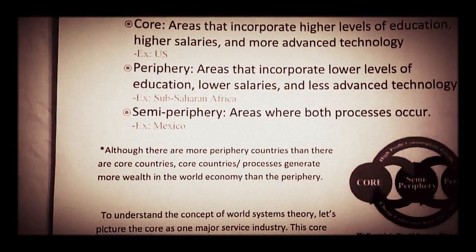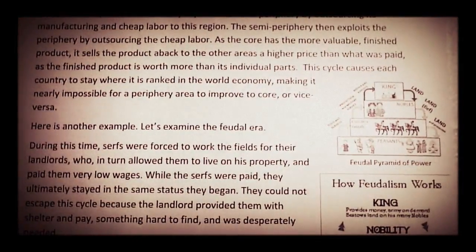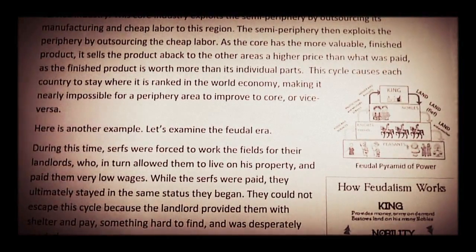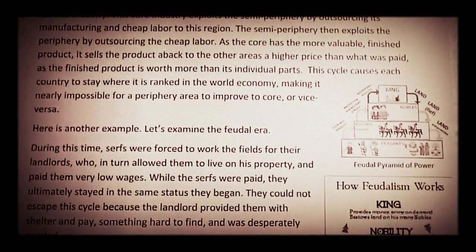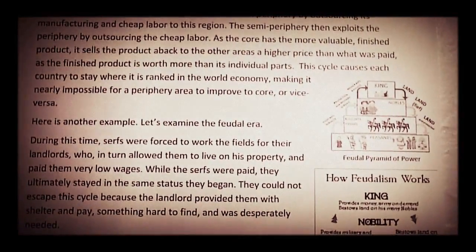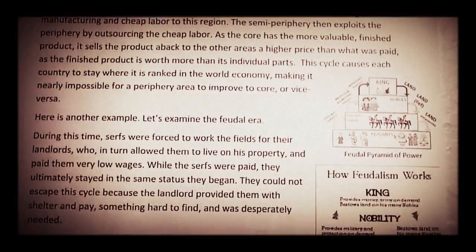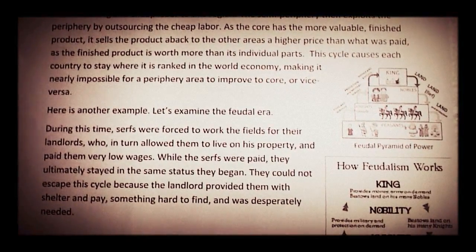To understand the concept of the world systems theory, let's picture the core as one major service industry. This core industry exploits the semi-periphery by outsourcing its manufacturing and cheap labor to this region. The semi-periphery then exploits the periphery by outsourcing the cheap labor. As the core has the more valuable finished product, it sells the product back to other areas at a higher price than what was paid, as the finished product is worth more than its individual parts.